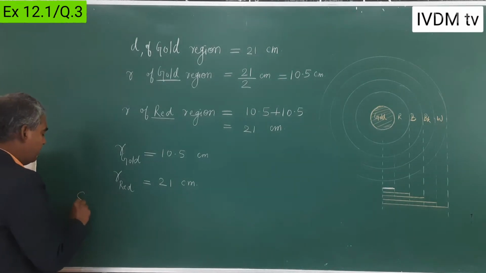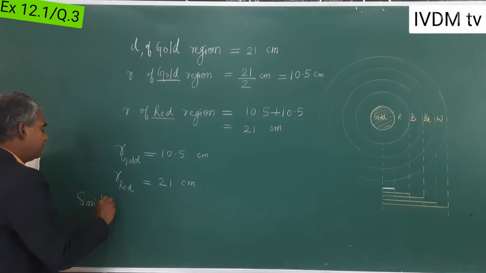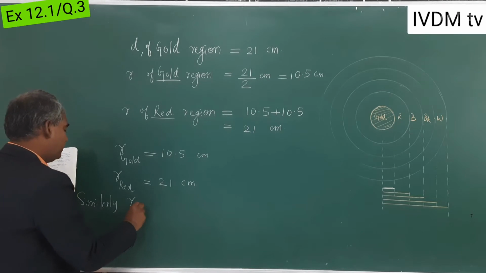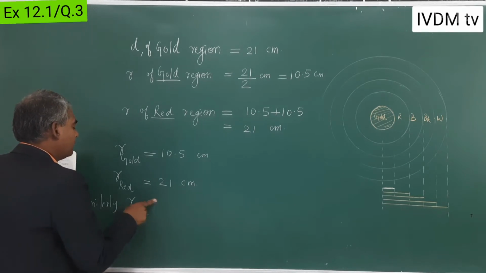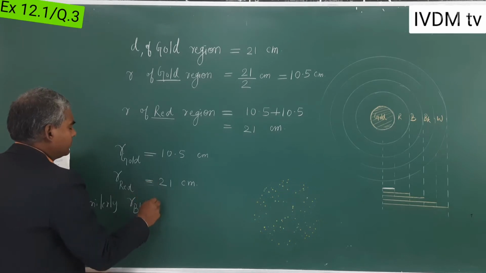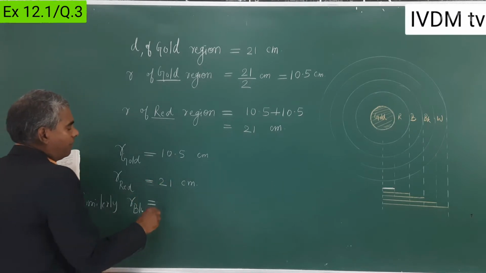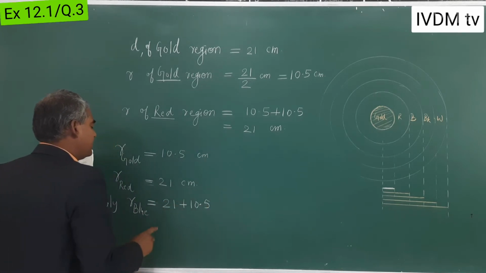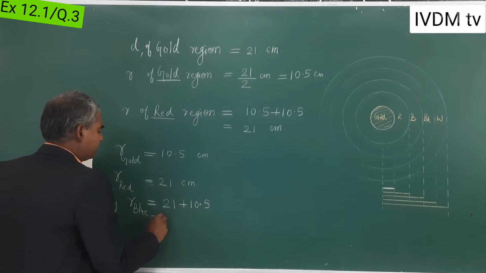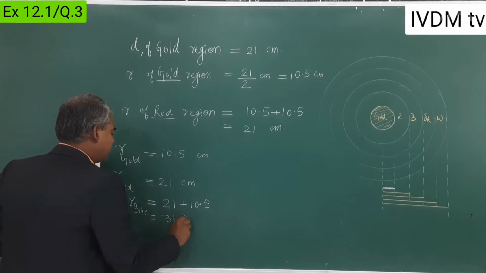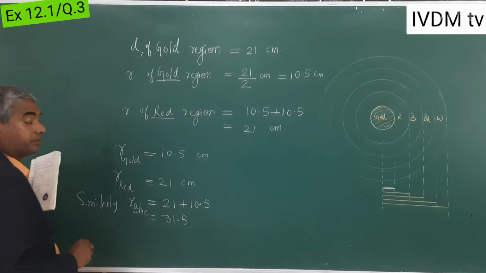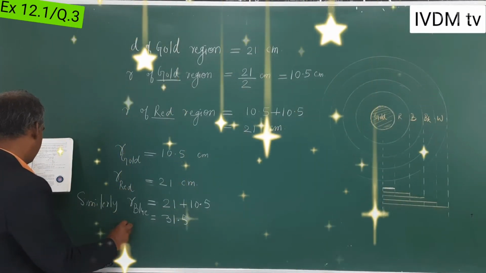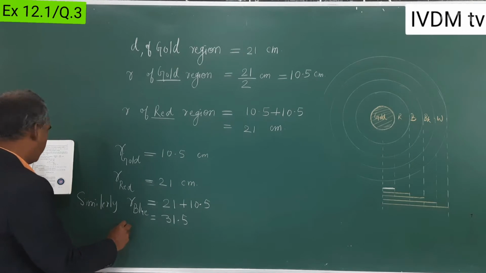Similarly R blue is equal to 21 plus 10.5, means 31.5. So all the radius you can find. R of blue, after that R of black.